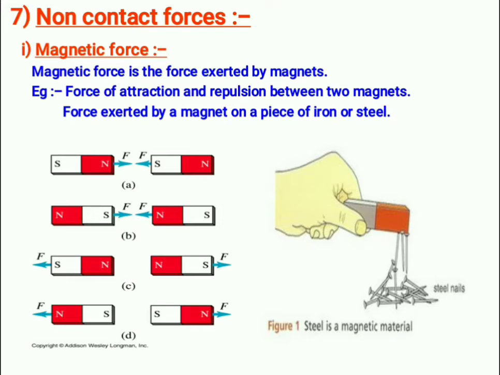When the objects are far or somewhat near, during that time itself the force is seen. And you can also see the picture in figure 1, where steel nails are there, and a magnet is there. You can see the steel nails get attracted towards the magnet when the magnet is not in contact. We all know that whenever we bring a magnet near certain objects like iron objects or steel objects, it will show its magnetic force. So this is called non-contact force. Without contact itself, the force will act.